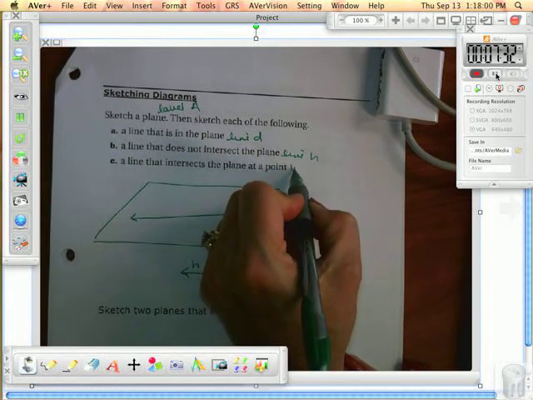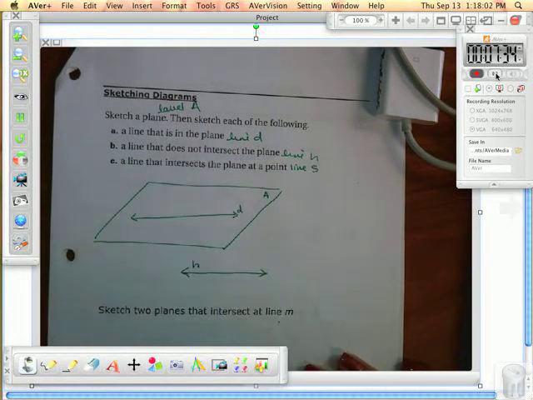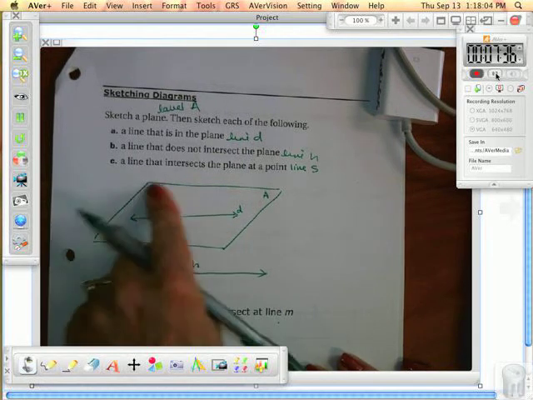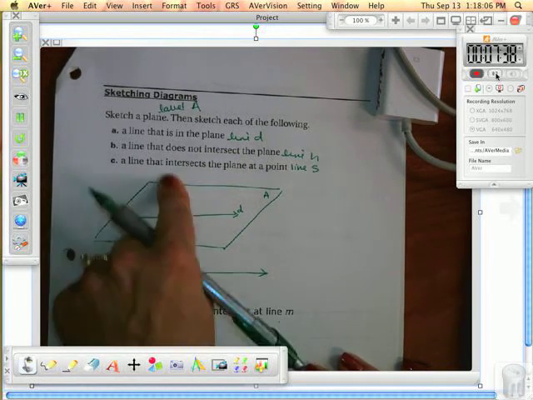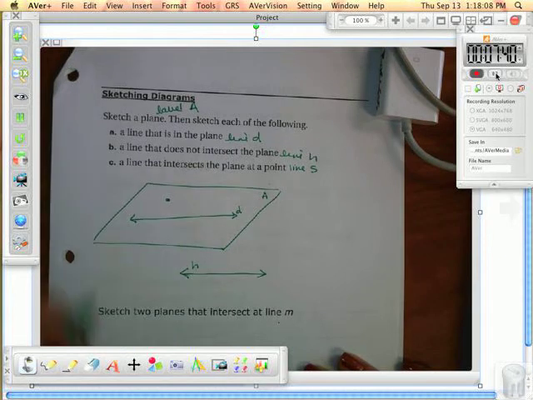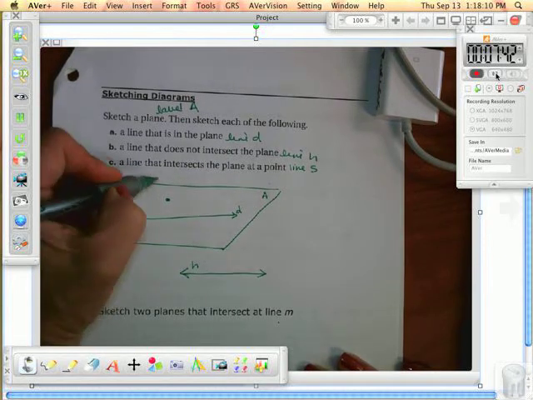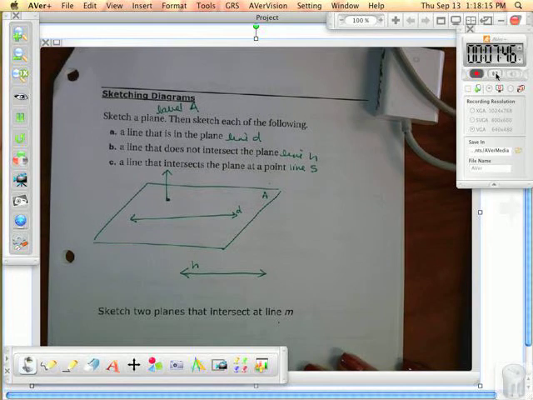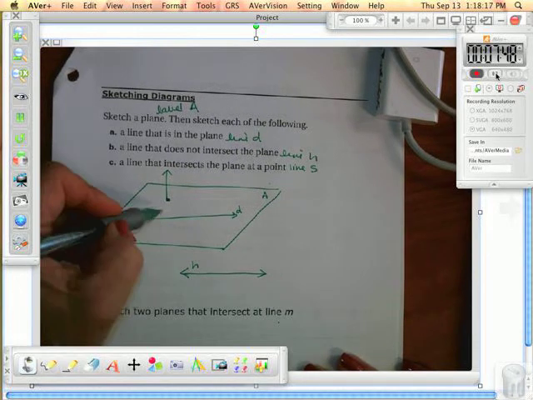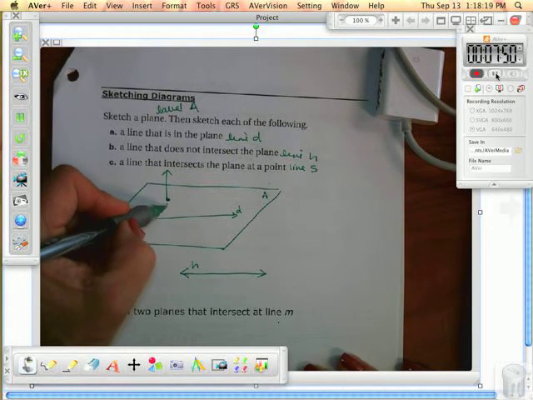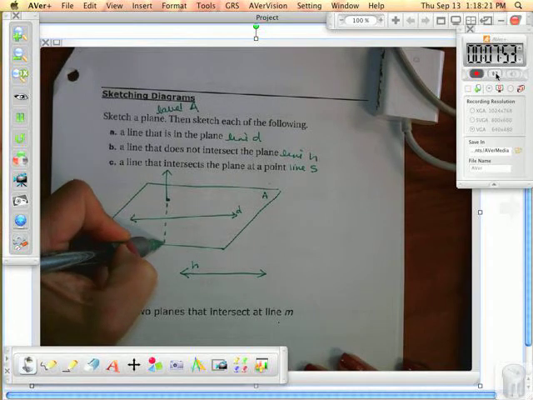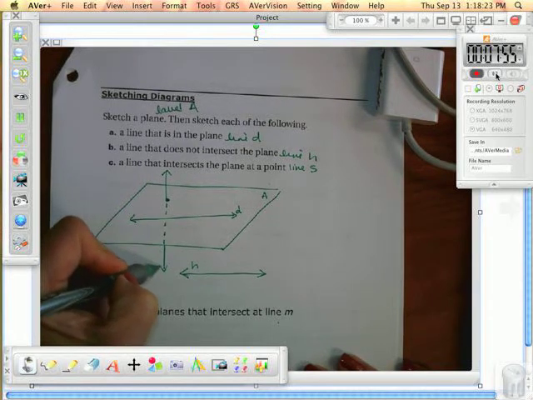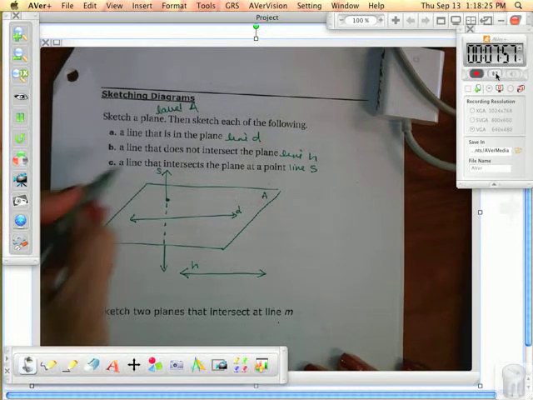So we're going to make line S, and we need it to intersect the plane. I'm just going to make the intersection point right here, and I'm going to have the line come out on top like that. And then to show that it's going through, you put like a dashed line, and then it comes out the other side. And that's line S.